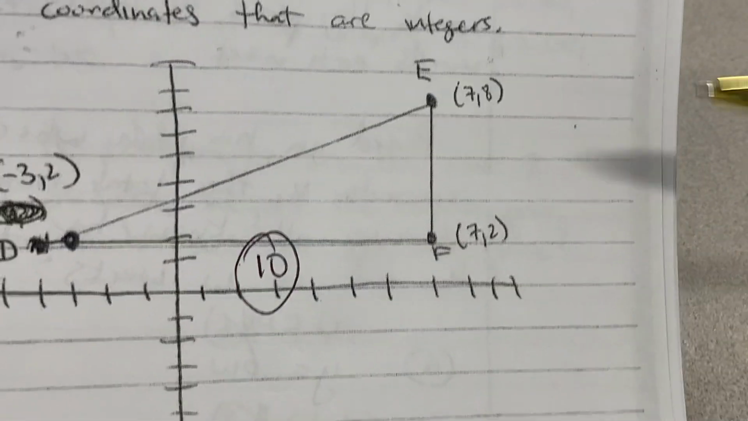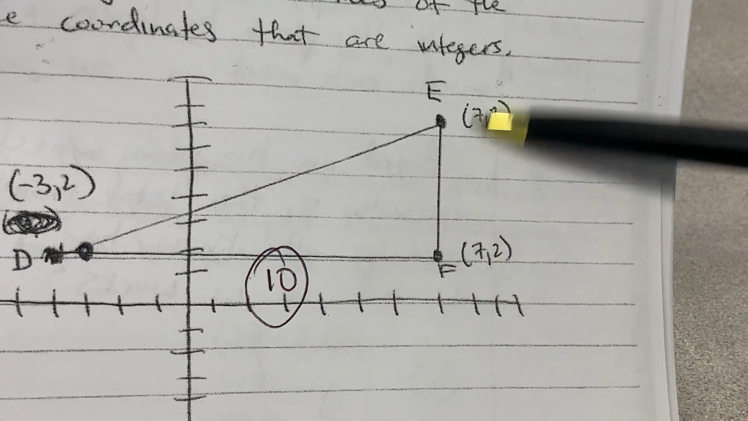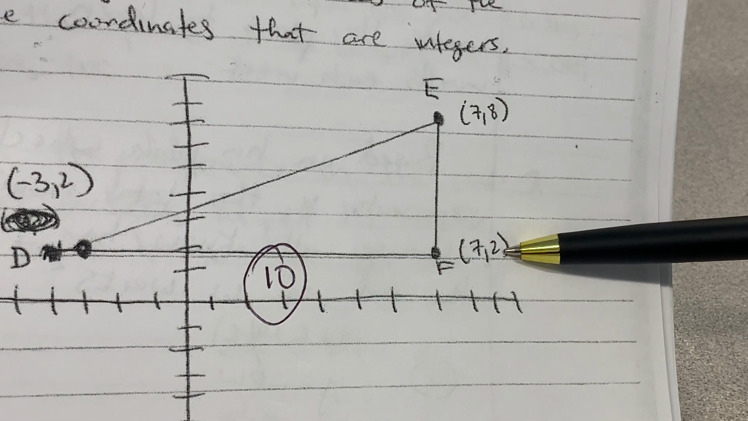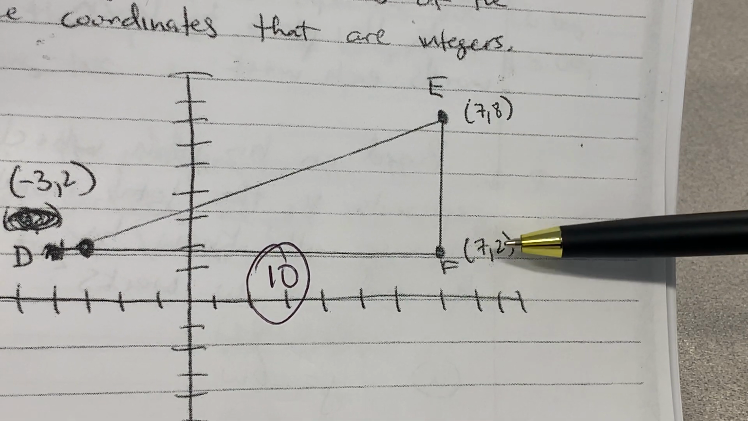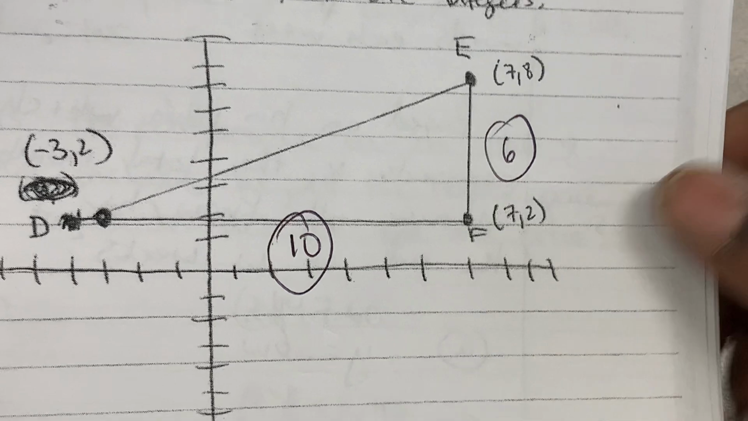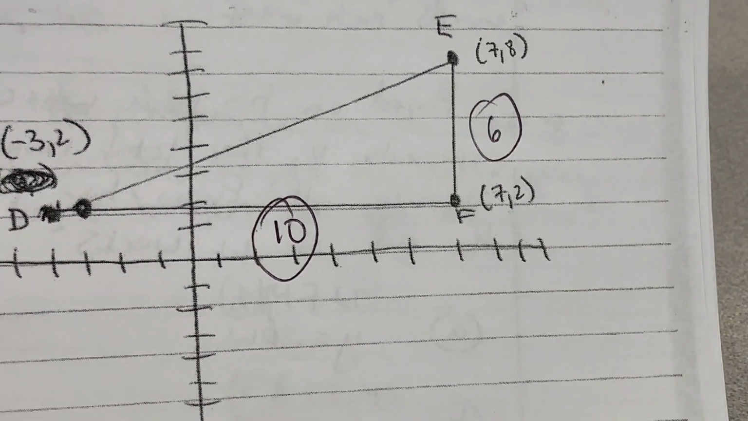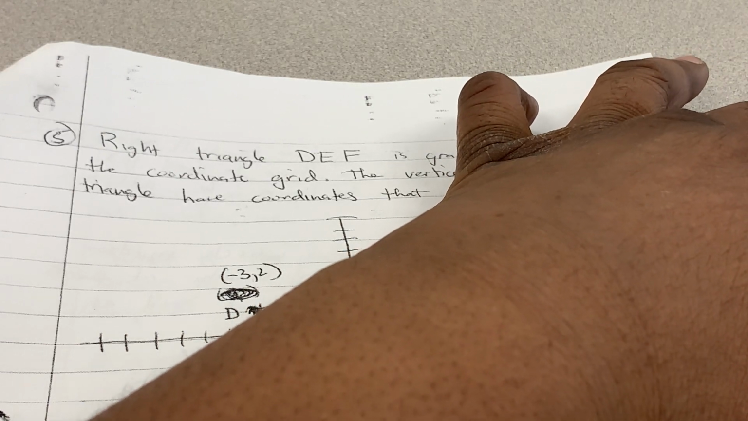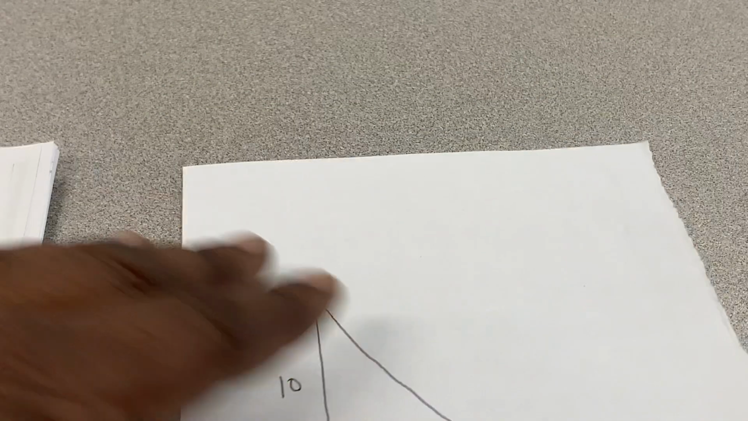Now, if we look at the Y, we have 2. The second number is always the Y. So 2 to 8. How many spaces is it to get from 2 to 8? That's going to be 6, okay? So now we have our triangle. And I'm going to redraw this. This is 6 and this is 10.